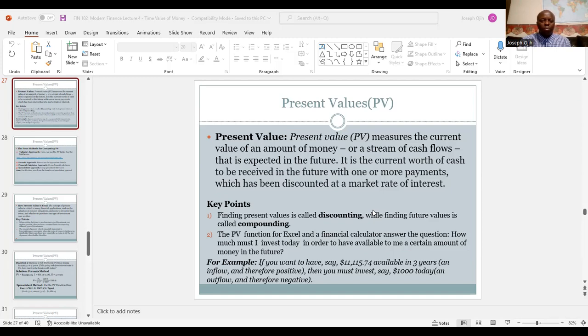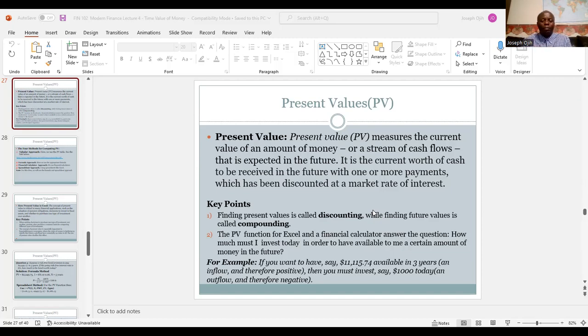So in other words, present value measures the current value of an amount of money or a stream of cash flow or an investment. Yeah, the value now, at the present. So it is the current worth of cash to be received in the future with one or more payments, which of course will be discounted at the market price. Now, differentiate that from future value, where we are compounding, but with present value we are discounting the asset.